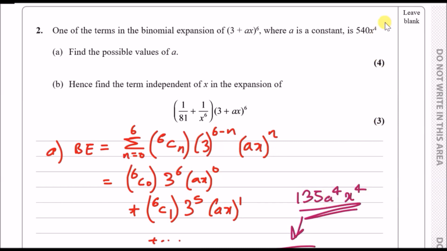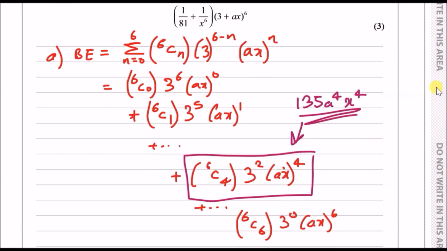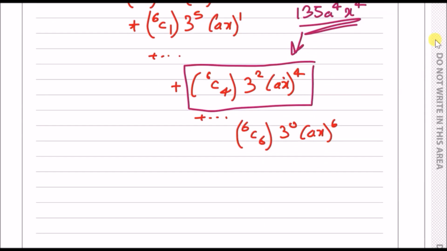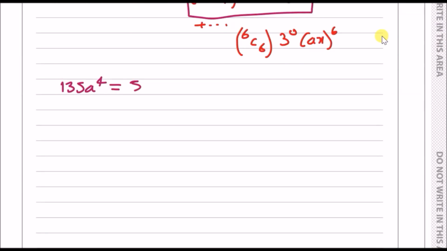So just pretty much equate them. The coefficient of this x to the fourth is just 135a to the fourth. So what I'm trying to say here is that 135a to the fourth must be equal to 540. And then you just rearrange this and solve. So what I'll do is divide by 135 across, so you get a to the 4 equals 4.